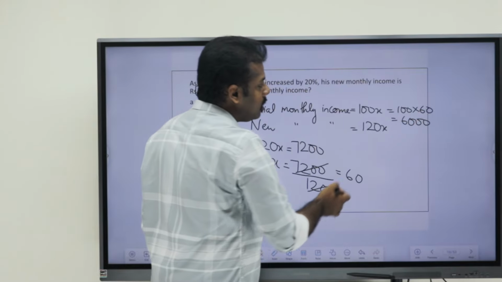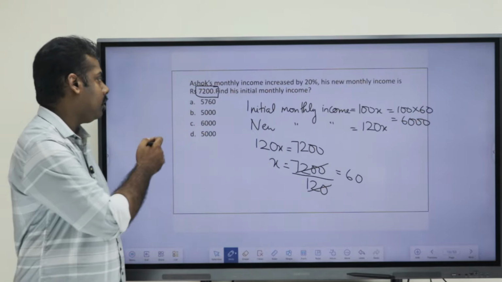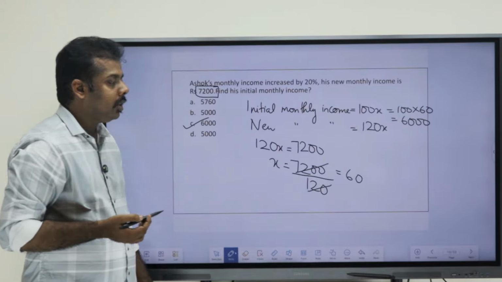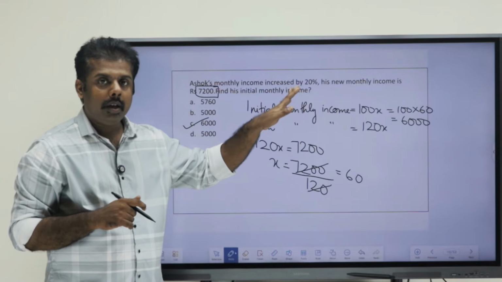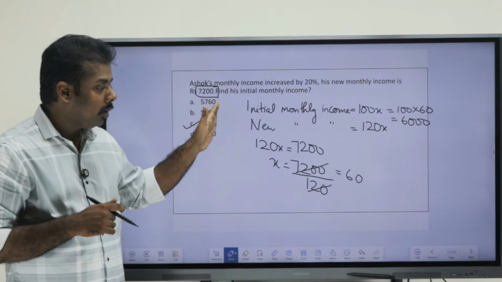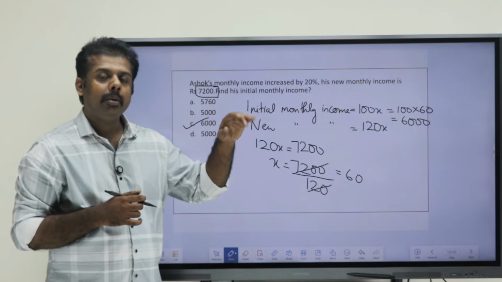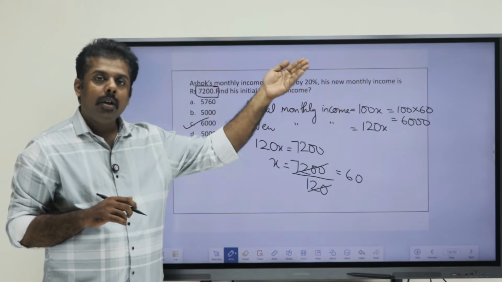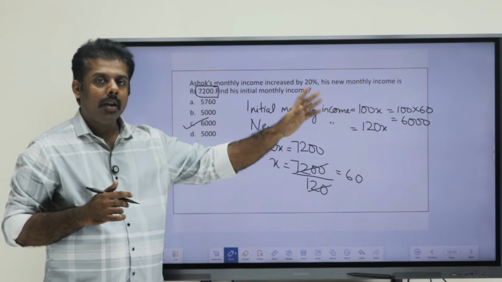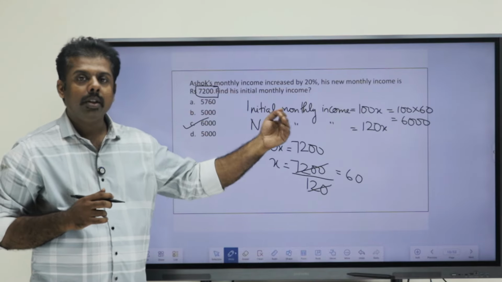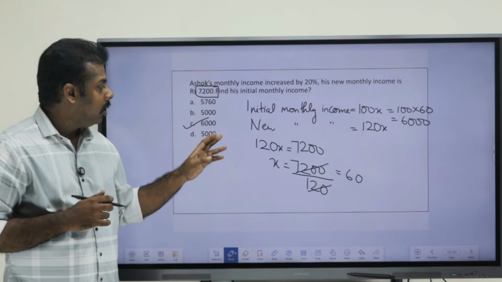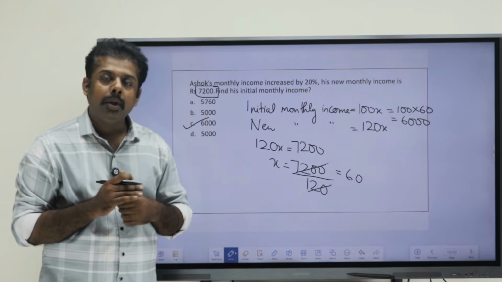Okay. So, we have found his initial monthly income as 6,000. So, one method is this. We are just taking his initial monthly income as 100x. And they had told that his income has increased by 20 percentage. So, we have increased 20 in 100x. So, we are getting that value as 120x. So, that value was given as 7,200 here. Now, from there we got his initial monthly income.